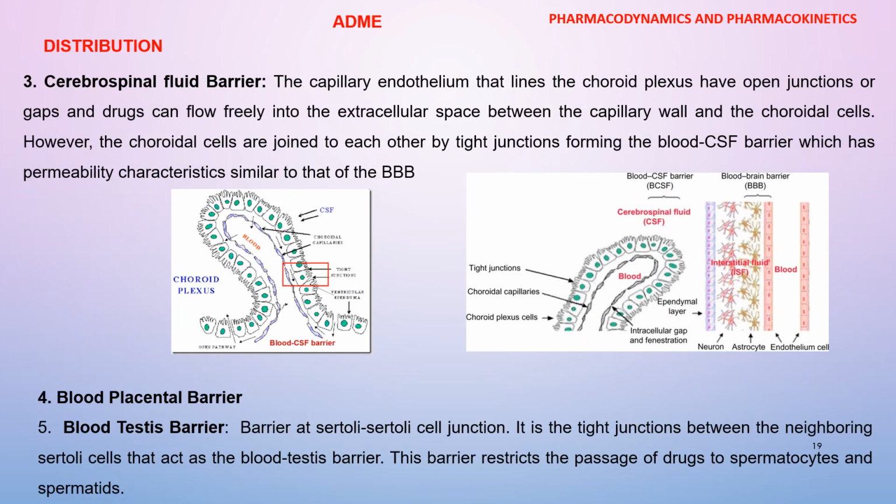Next, cerebrospinal fluid barriers. The tight junctions between the choroidal cells act as blood-cerebrospinal fluid barriers. They act similar to the blood-brain barriers. The first figure shows the tight junctions that are present between the choroidal cells. The figure on the right shows the blood-brain barrier and the blood-CSF barrier together.